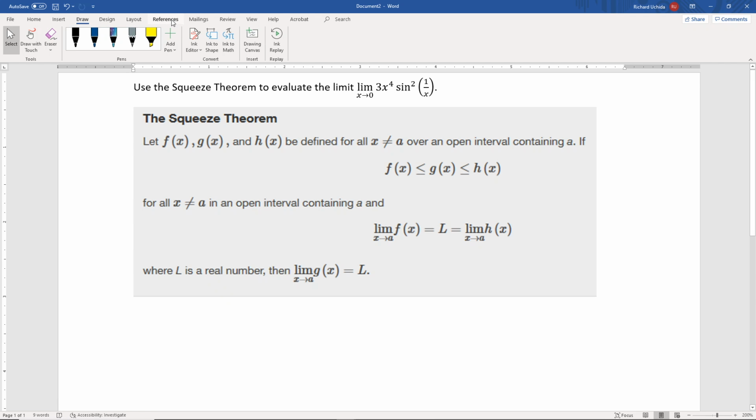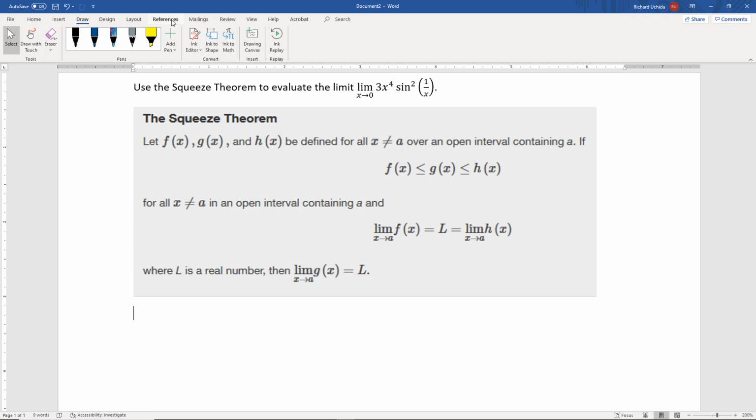Now, what the squeeze theorem says is that if f, g, and h of x are functions defined for all x not equal to a over an open interval containing a, such that f of x is always less than or equal to g of x, which is always less than or equal to h of x for all x not equal to a in the open interval. And we know the limit of the left function, f of x, as x approaches a is L, and also the limit of the right function, h of x, as x approaches a is also L. That must mean that the limit as x approaches a of the function in the middle must also equal L.